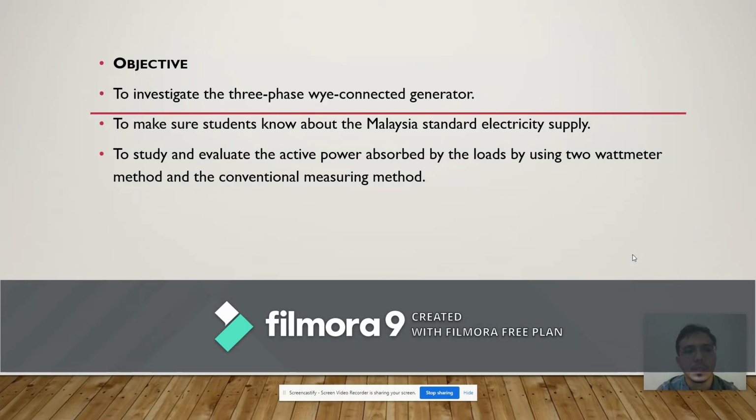Okay, these are the objectives for my assignment. My first objective is to investigate the three-phase Y-connected generator. Before I do this assignment, I need to set the objectives first: what I need to find, investigate, or determine. The second objective is to make sure students know about the Malaysian standard electricity supply. The third is to study and evaluate the active power absorbed by the loads using the two-wattmeter method and the conventional measurement method.